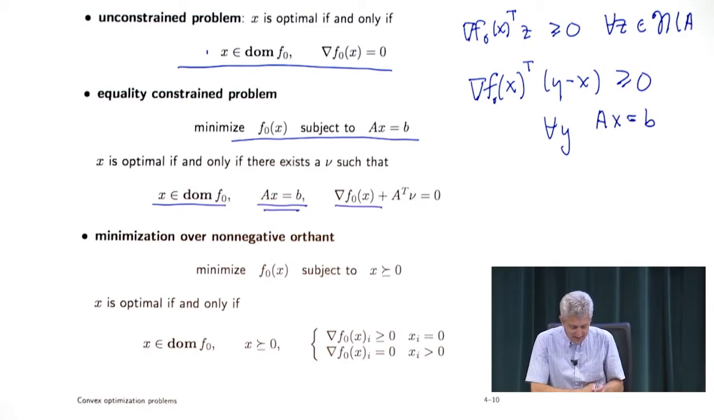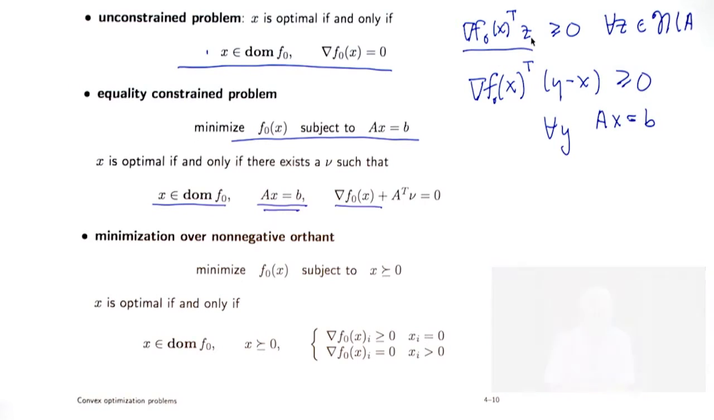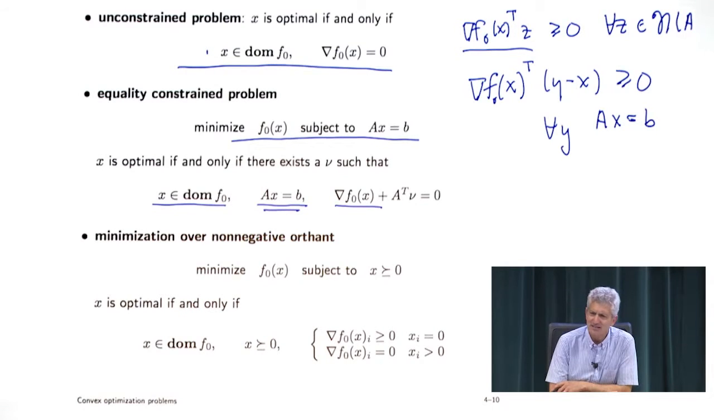Okay? This says that the gradient has to make a non-negative inner product with every element in the null space. But the null space is a vector space. So if this were positive for some z, minus z is also in the null space. And if I plug in minus z, I get something negative.